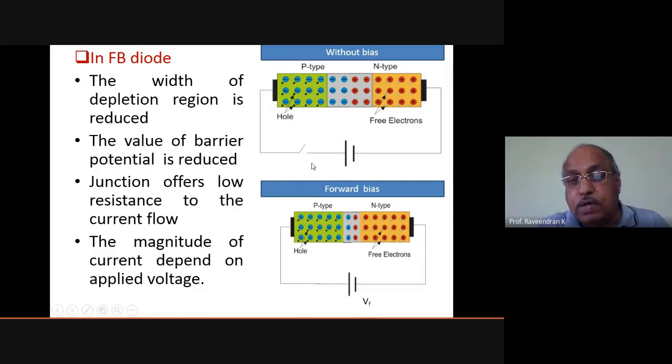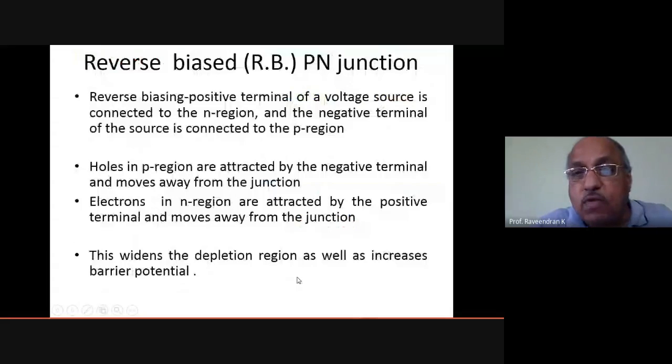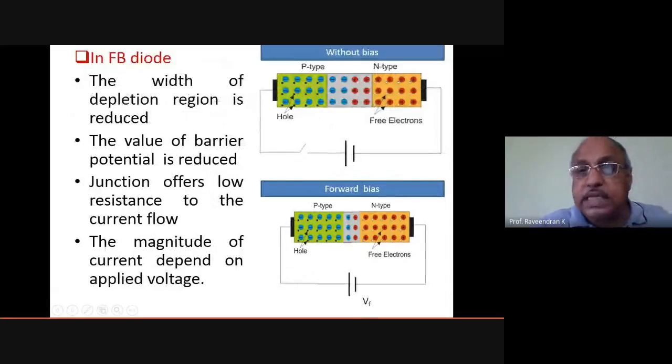Here, the switch is now open. It has to be closed for doing an experiment like this, as it is shown here. So, this is what is called forward biasing. In forward biasing, the diode conducts in the forward direction.